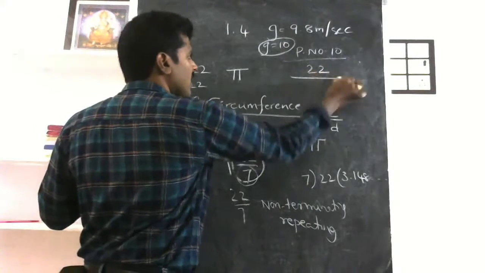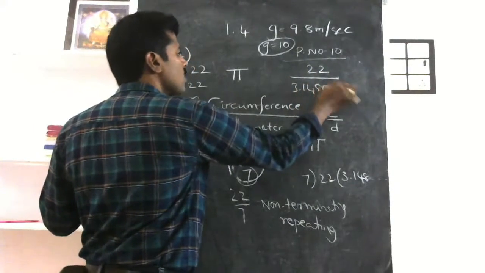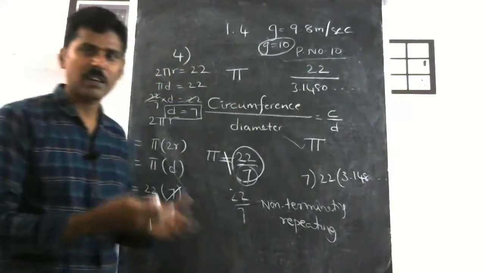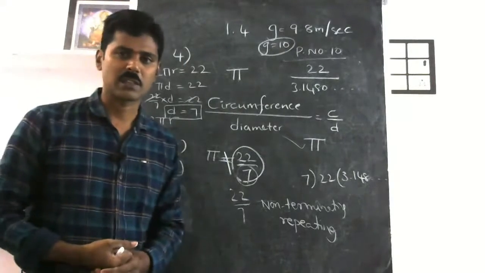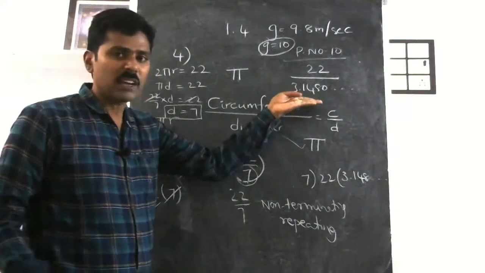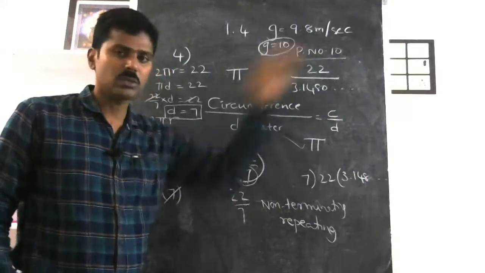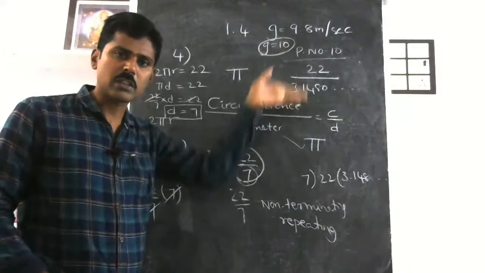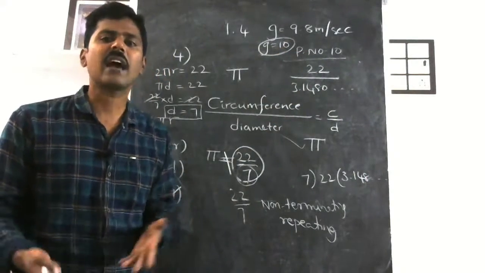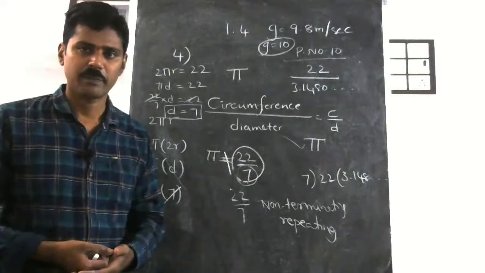So 22 divided by 3.1480 and so on, if I write that, it is neither a repeating nor a recurring decimal. So then I cannot divide this 3.14 with 22 or 22 with 3.14. Hence, I have taken pi as 22/7.